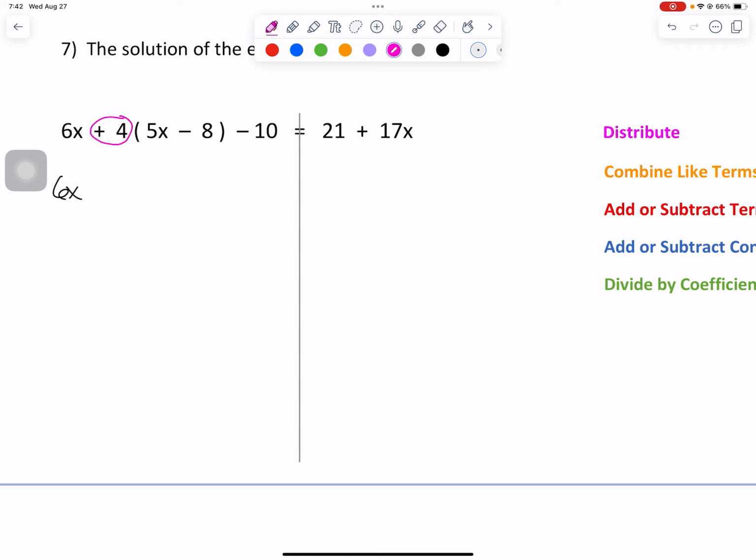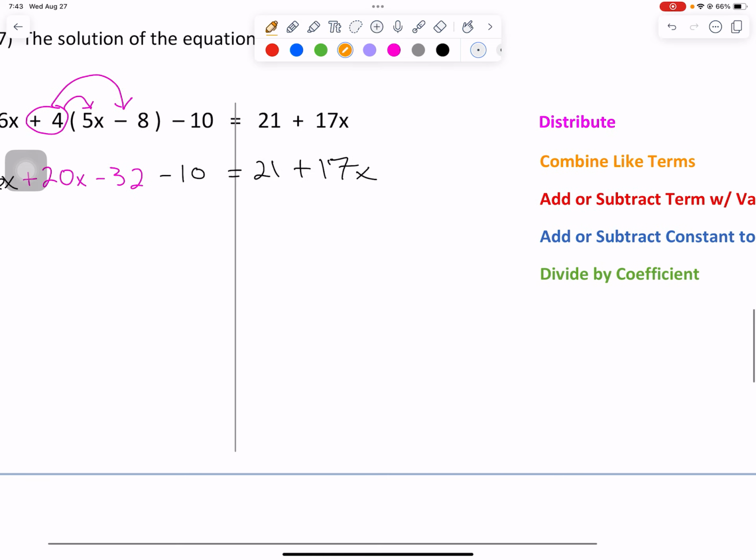Then I'm going to take our 4 and multiply it to 5x. Well, 4 times 5 is, great job, 20. Don't forget your x. Then we'll do 4 times negative 8, giving us negative 32. And for the rest, we're just going to rewrite. Minus 10 equals 21 plus 17x. Great job.